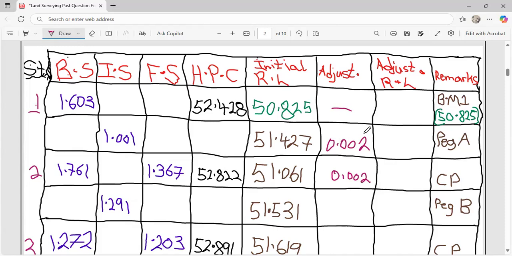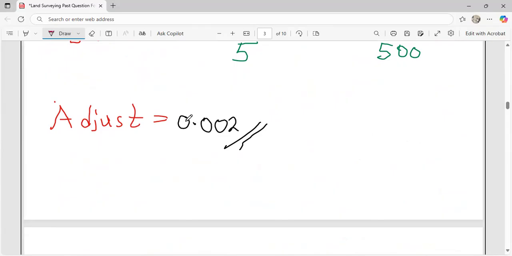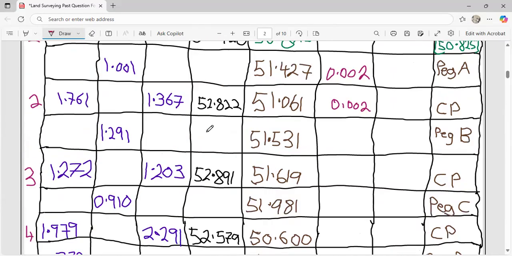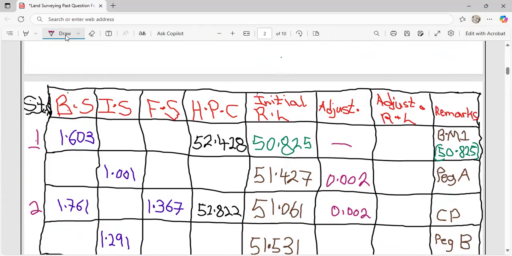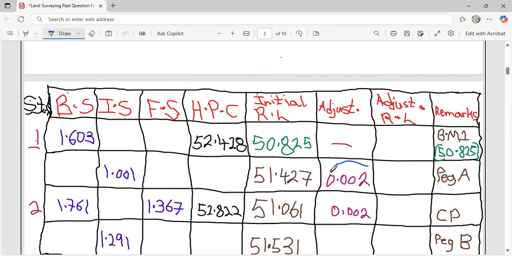Take note that this is positive. This over here is positive because after the calculation, you realize that the answer we had for the adjustment was positive. From that, we can move straight forward to finish our calculation. The answer we had for the adjustment was 0.002. Because two readings were taken after the first instrument setup, we have to repeat that value twice. So now we want to fill in the rest of the table.